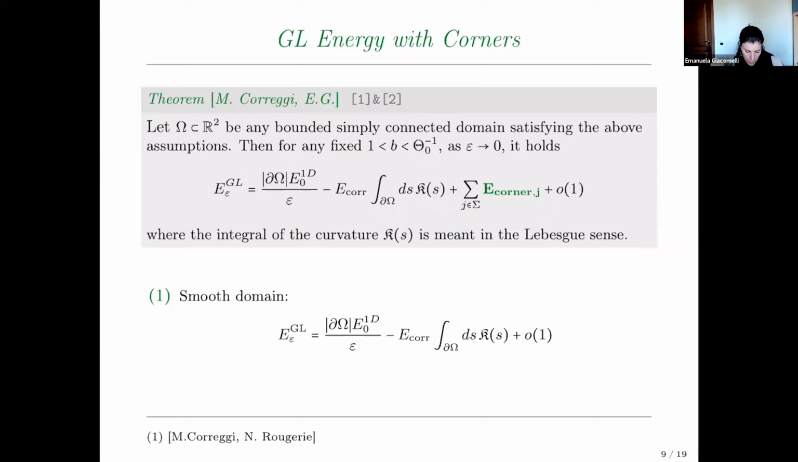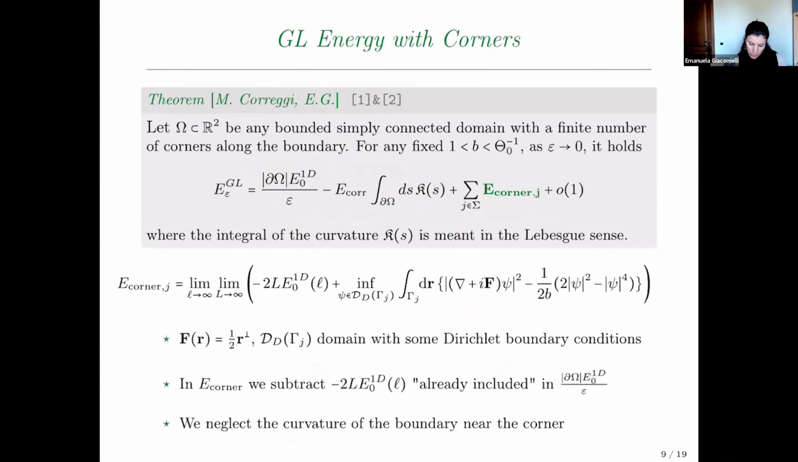Before commenting a little on the corner contribution, let me say that if you don't have corners, so you are working with a smooth domain, then this is the asymptotics you can prove as epsilon goes to 0. This was proved by Michele Correggi and Nicolas Rougerie. You see that you have exactly the same asymptotics as here, but here you have another contribution, the one coming from the corners. Since I have a pen, let me write that there should be an S here, because this is only true in the smooth part of the domain.